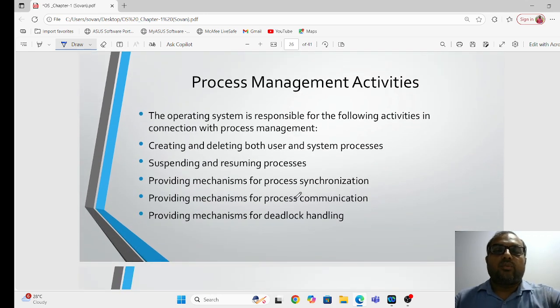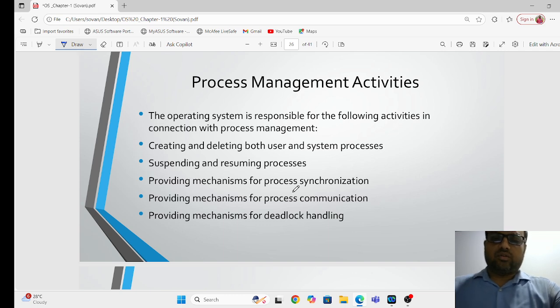Then your process management activities. The operating system is responsible for the following activities with regard to process management. First, creating and deleting both user and system processes. First create the process, and after they finish, then they delete the process, both from your users as well as your systems. And suspending or resuming the process, because suppose some of the processes are taking a longer time, so they can suspend.